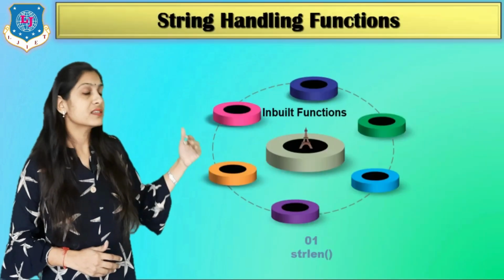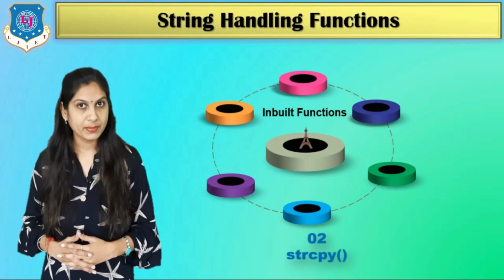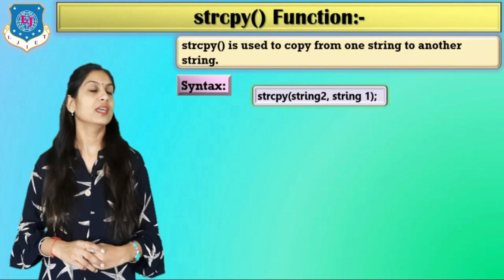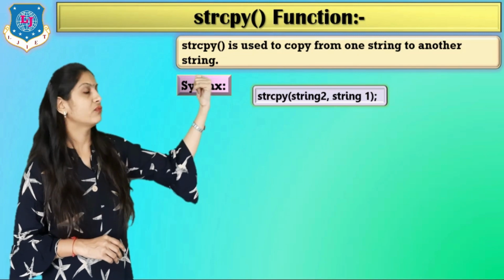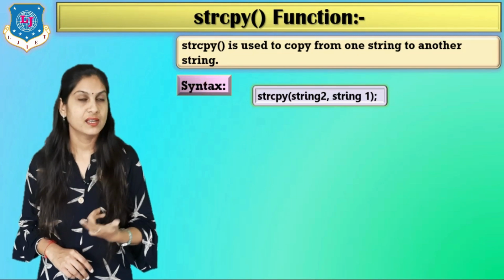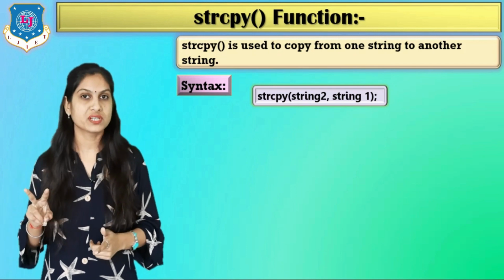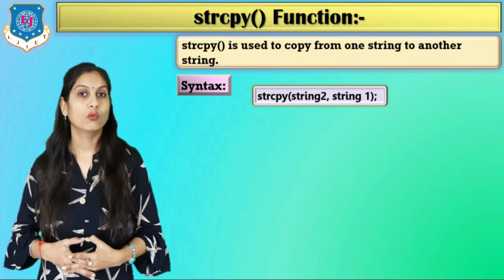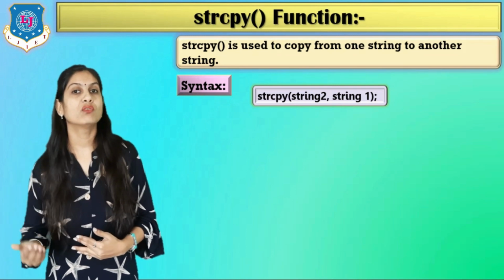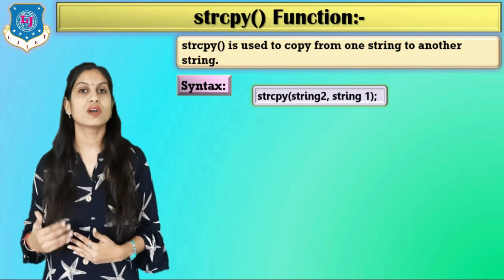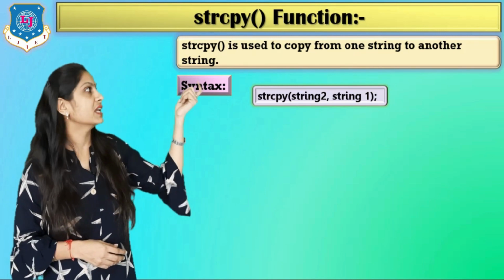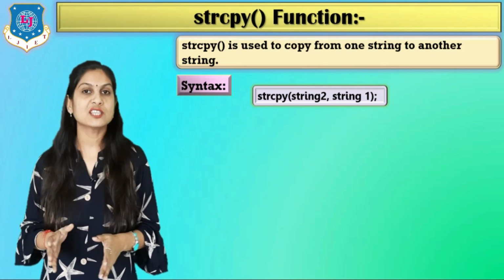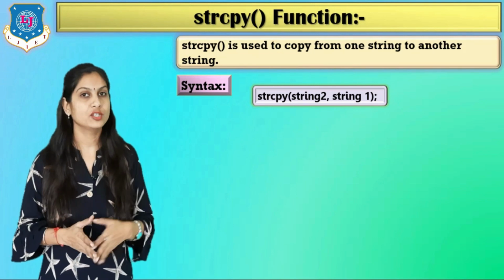Clear? Let's see another function, that is strcpy, that is used to copy one string into another string. Just see here the syntax of how you can use it. First write the function name strcpy, and inside the brackets you have to write two strings. Here the first string is string 2 and the second is string 1. So the meaning is what? String 1 is copied into string 2. But suppose you write strcpy string 1 comma string 2, in that case string 2 will be copied into string 1. So as per your requirement you can write 1 and 2.